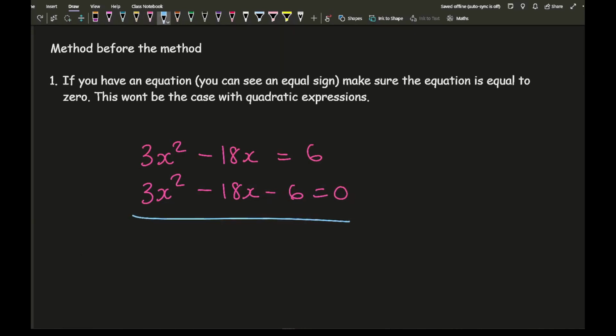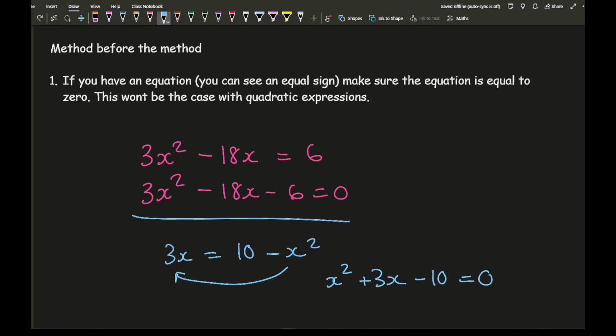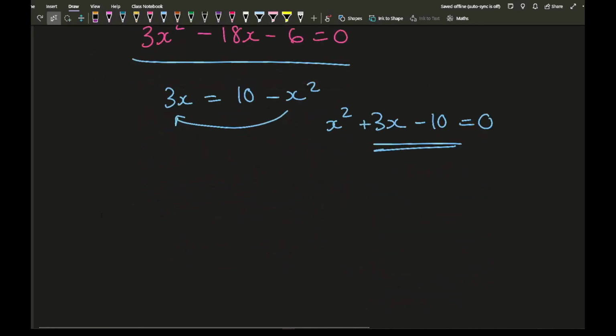So another example is if I had, let's say, 3x equals 10 minus x squared. Now, although the x squared's on the right hand side, we want to try and keep it positive. So let's take the 10 minus x squared over to the other side. So we get x squared plus 3x minus 10 equals 0. And that was just a case of some simple rearranging.